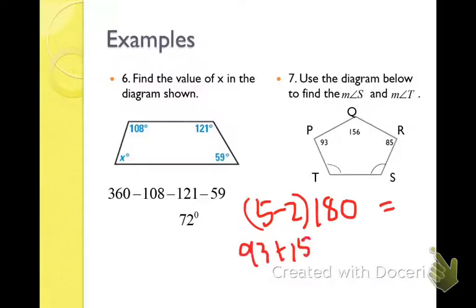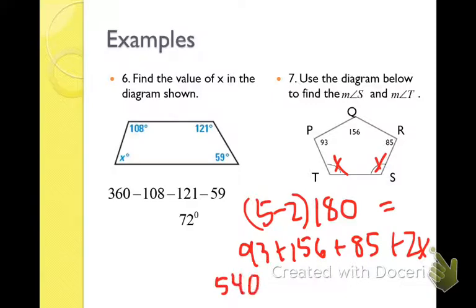That's going to equal 93 plus 156 plus 85 plus what? Remember, we're finding S and T. What could we make S and T? Yeah, each one of those is x. They're the same, so we'll call them both x, so that's plus 2x. All right, so then solve that. 540 is 5 minus 2 times 180, minus what's 93, 156, and 85? Add those up. 540 minus what? What do you get, Gunner? 334. 540 minus 344 equals 2x.